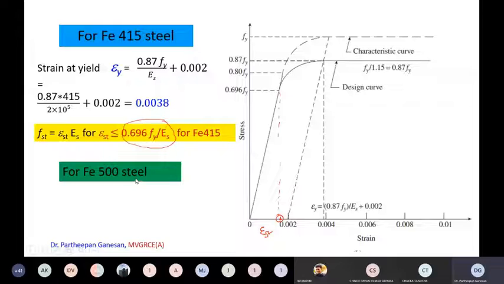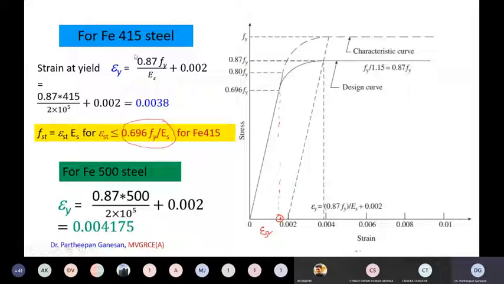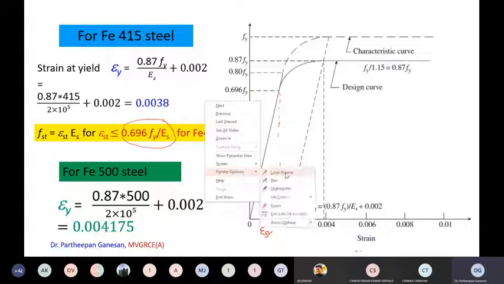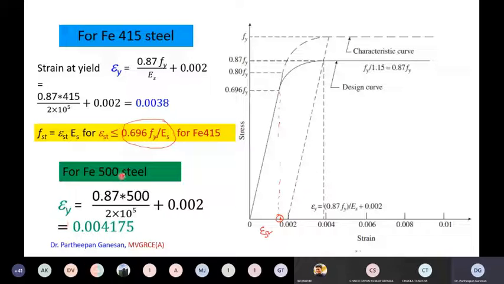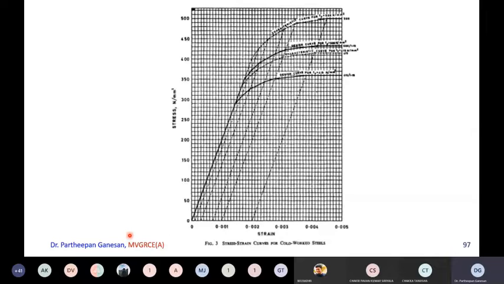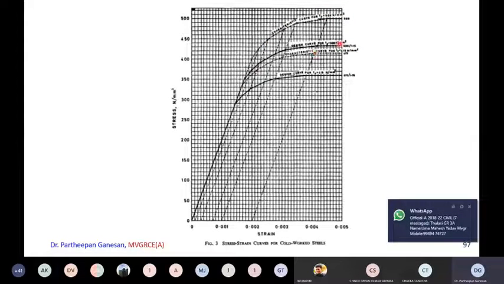Similarly, for Fe500 steel also, you have the same curve. You can find out. So for Fe415, the yield strain is 0.0038. Similarly, for Fe500 steel, it is 0.0041. Okay, for Fe500, 0.0041. Now, how to find out? This is the curve which is given in SP16. So here, this is for Fe500 steel, the characteristic curve of Fe500. This is the design curve of Fe500. This is Fe415. This is the design curve for Fe415.